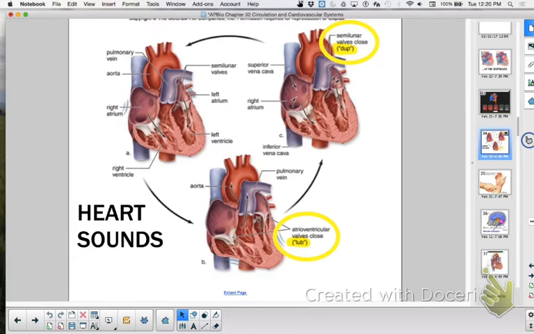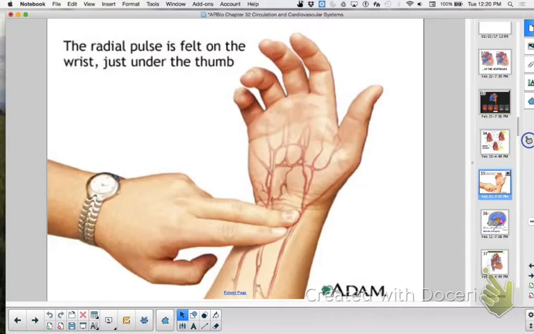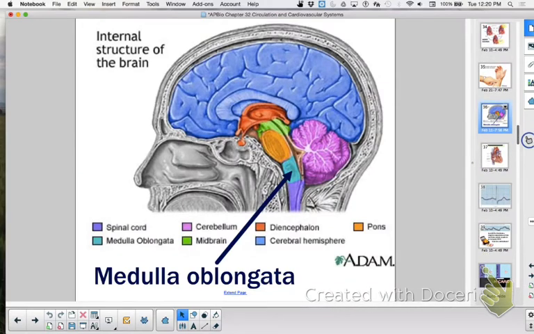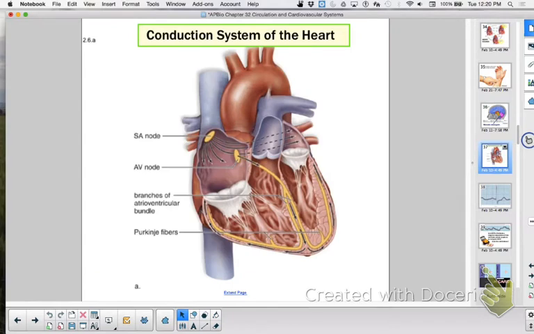The sounds of the heart. What are we hearing when we're thinking about heart sounds? We're actually hearing the lub-dub, but what is that? Valves opening and closing. Good. When you feel your pulse, you're feeling the expansion of an arterial wall. What controls our heart rate? Medulla oblongata, which tells who? Who does it talk to? Yeah, the SA node, right?